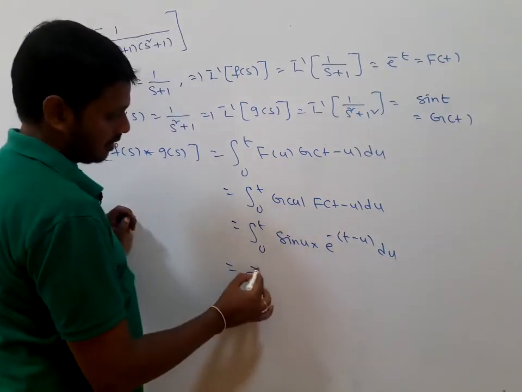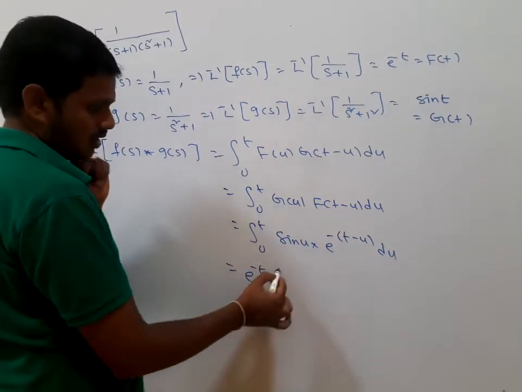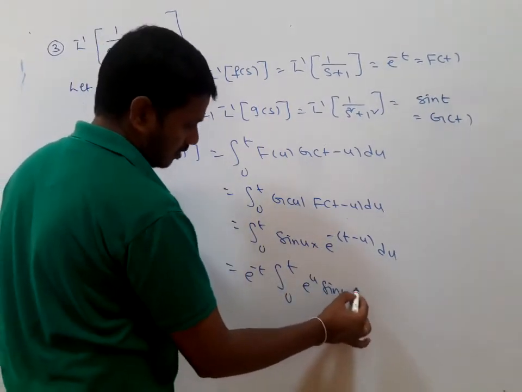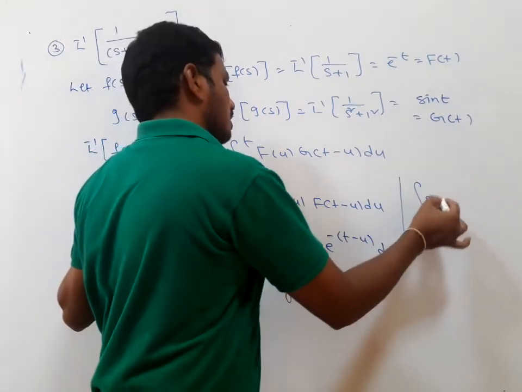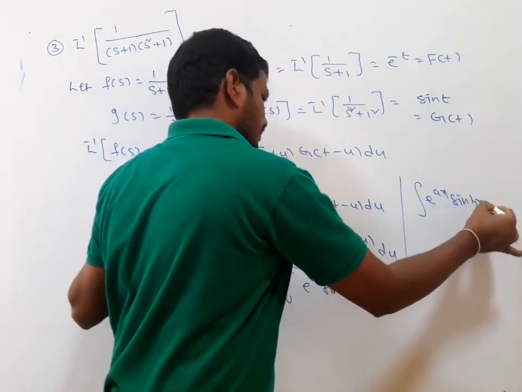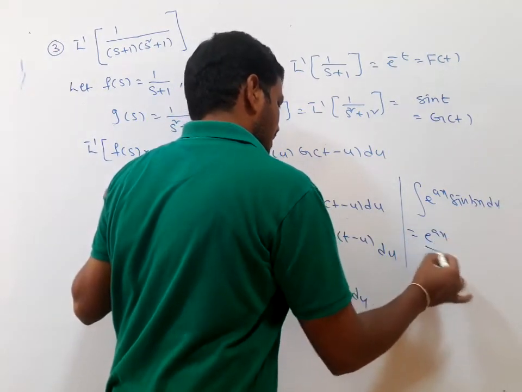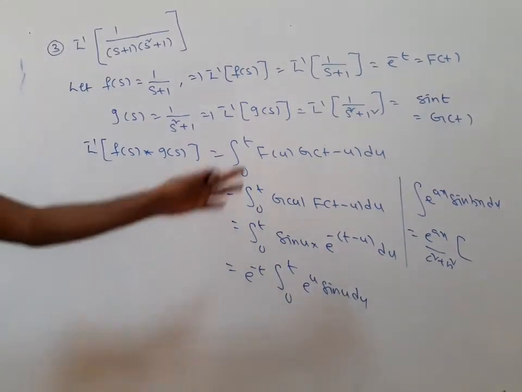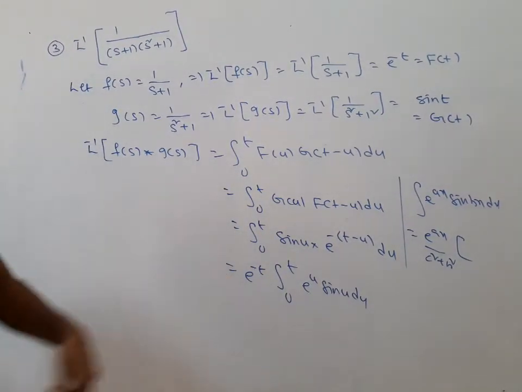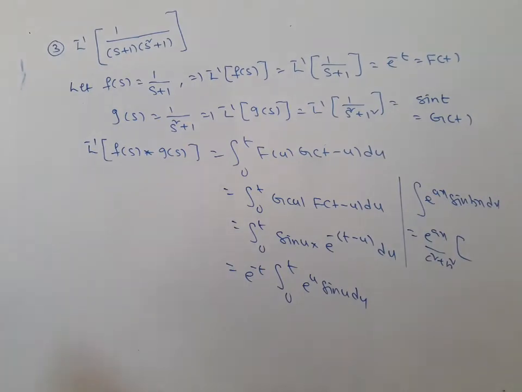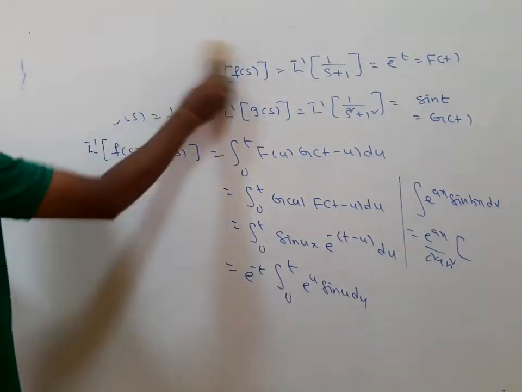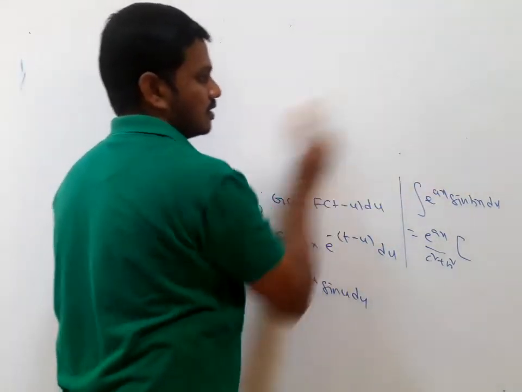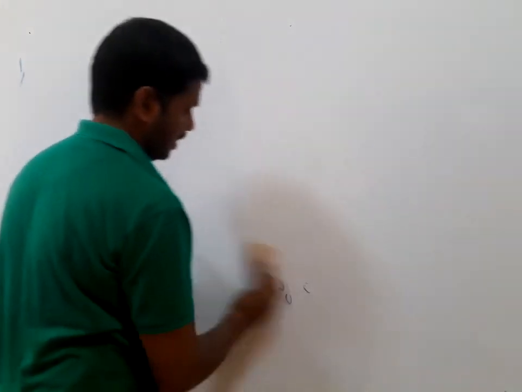So it is e to the power of minus t, you can write it before the integration, integral 0 to t e to the power of u sin u du. It is in the form of integral e to the power of ax into sin bx dx. Yes, it is e to the power of ax divided by a square plus b square, times a sin bx minus b cos bx. By using that formula, yes, you will get the function that is your required answer. Next. Yes, evaluated. Just if you simplify this, you will get the answer. Next.